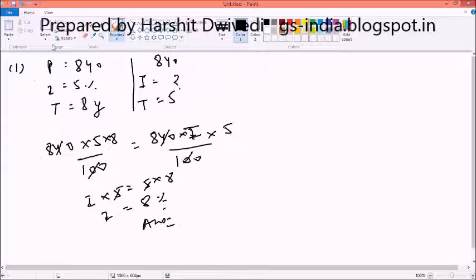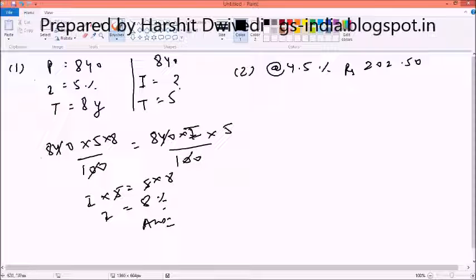Okay, now moving on to my next question of this video. It is also very easy. It says that simple interest on a certain deposit at the rate of 4.5% is 202.5 rupees. Now it is asking how much will be the additional interest in 1 year on the same deposit at 5%.